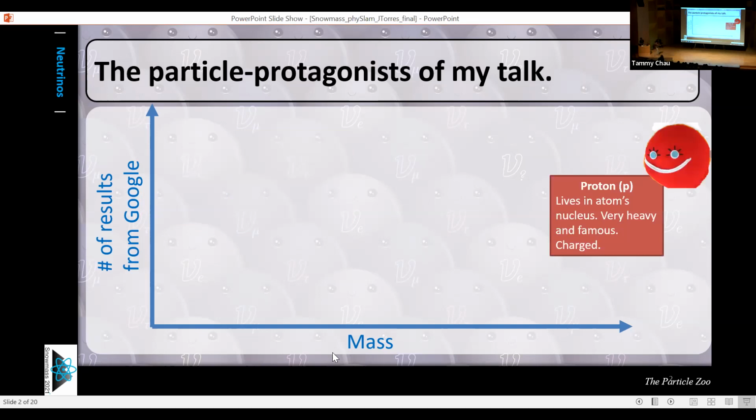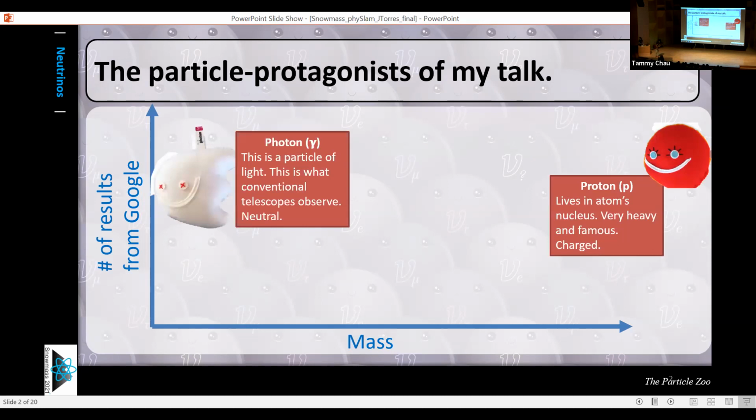So first of all, we have the proton, which is represented by the letter P. The proton is somewhat famous. It lives in the nucleus of the atom. It is very heavy, so that's why it's far to your right, and it's a charged particle, so it has a positive charge. We then have the photon, represented by the letter gamma. So the photon is the particle of light. So this is what we see with our eyes. This is what we see with telescopes. Photons are massless.